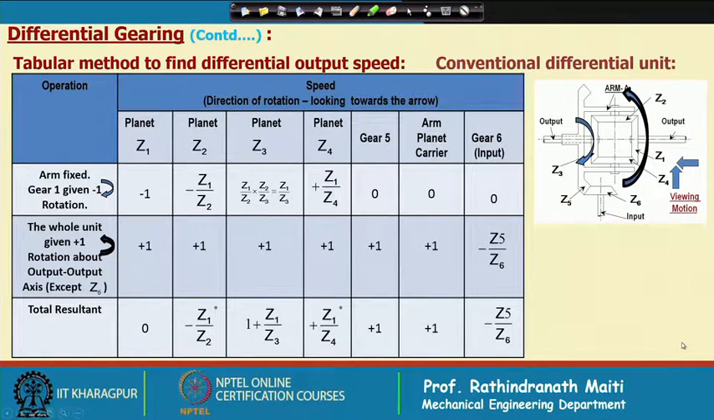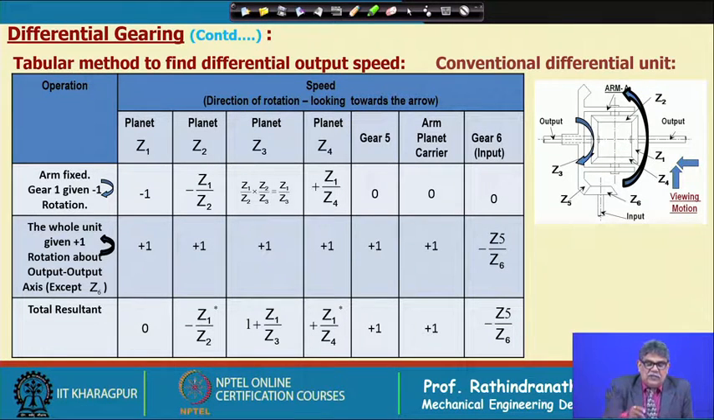Now, finally, what we find is that planet 1 has become 0, planet 2 is again the same value, this plus 1 is not being added because it is in the other plane, whereas this Z3 is becoming 1 plus Z1 by Z3. Planet 4 is again in the other plane. Gear 5 is now rotating 1 and the arm carrier is also rotating at speed 1.